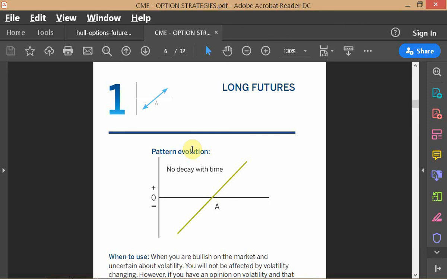Now I went slowly through this to make sure that everybody understood how you go through it stepwise to figure out the answer, and also what is meant by a synthetic equivalent. This is a very important concept in finance.